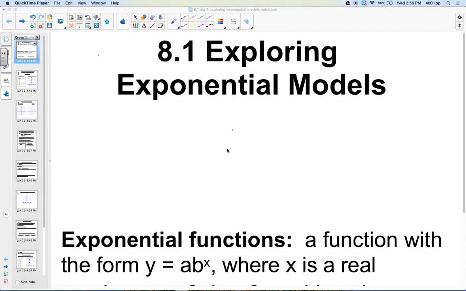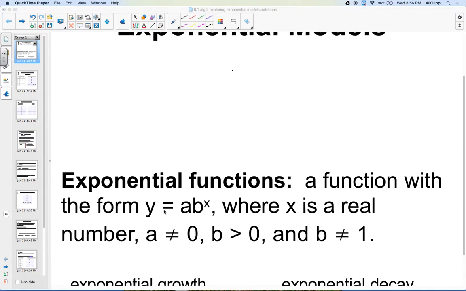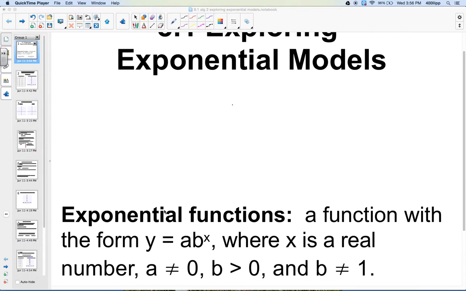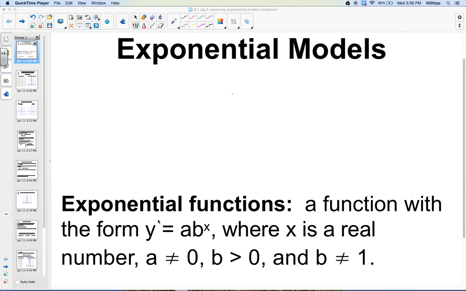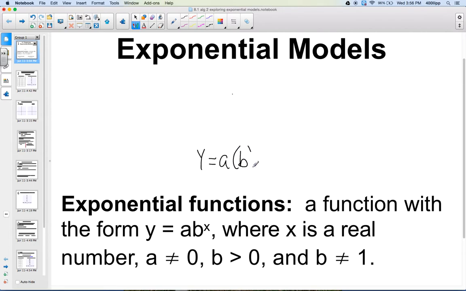All right, today we're going over 8.1, exploring exponential models. So let's first take a look at an exponential function and what the form would look like. So here's the form right here, where it actually should be y equals a times b to the x, where your b is in parentheses because you're not going to multiply them first. You would do the exponent first. And x is a real number.